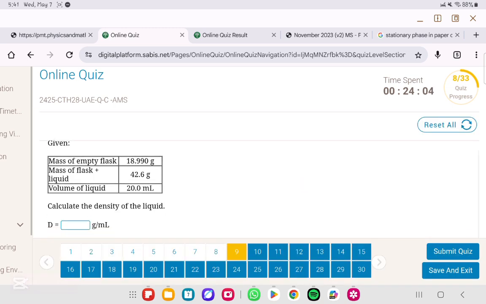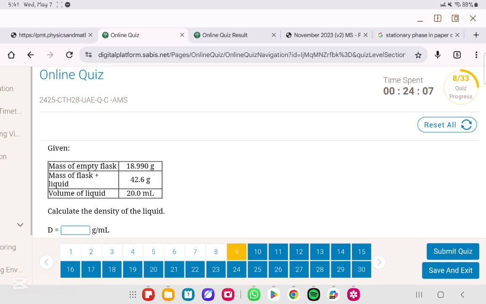It says calculate the density of the liquid. We know density is equal to what? Density is equal to mass over volume. So all we need to do is have the mass and have the volume. We know that the volume is 20 milliliters, so it's going to be 20. By the way, pay attention to the unit. If they want it in liters, you will have to change it to liters. If they want it in kilograms, you'll have to change it to kilograms.